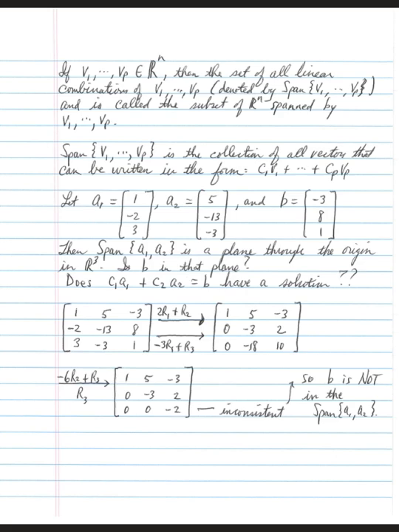All right, so we're going to move it up to 3 entries instead of 2. Let a1 be vector 1, negative 2, 3. a2 is 5, negative 13, negative 3. And vector b is negative 3, 8, and 1. This is pretty much a replay of the example we just finished. The span of a1 and a2 is a plane through the origin in R3. Okay, is b in that plane?